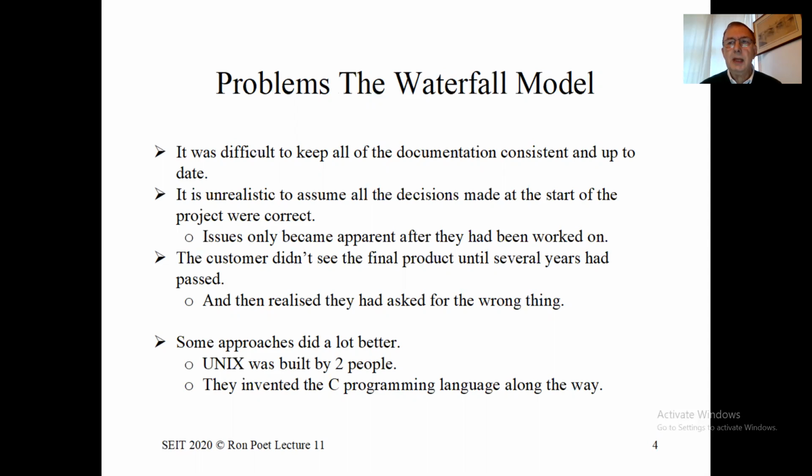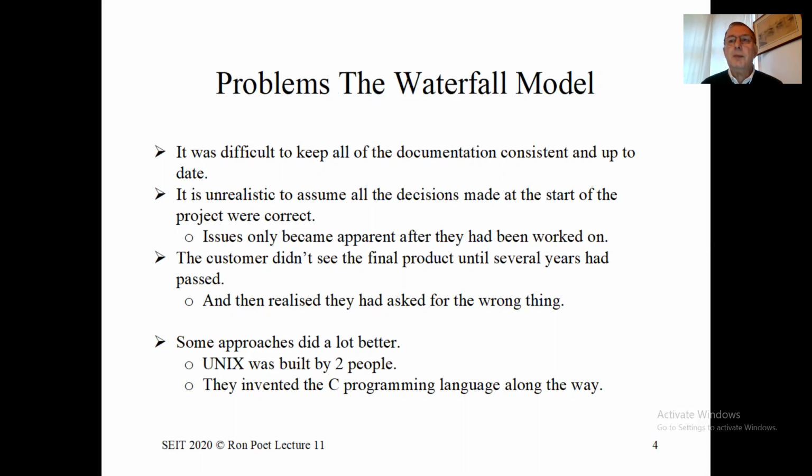Another issue was the customer didn't see the final product until several years had passed. So it was very important that the customer was right at the very start, and that was very hard to get right. And so therefore there's lots of documentation needed, so the customer had to sign off on their requirements, so that when the system was delivered, the customer probably realized then that they'd asked for the wrong thing, but that's what they got, what they'd asked for originally. There's no way of changing that because they'd signed on the dotted line.